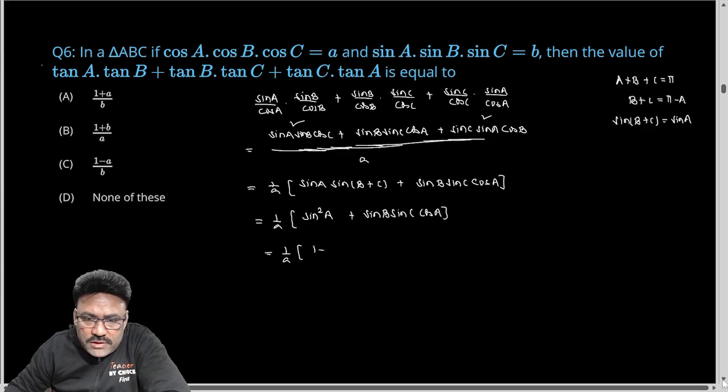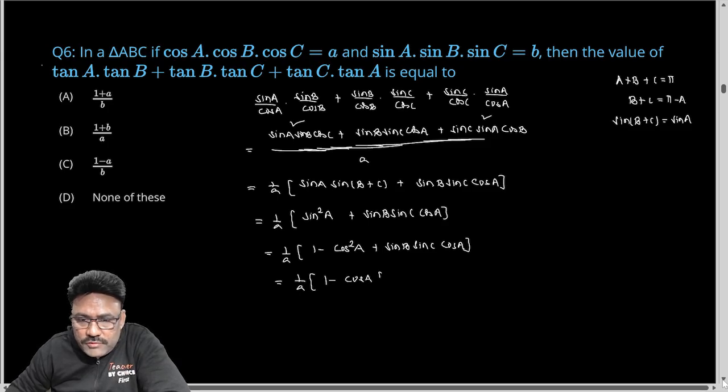This sine square A can be written as 1 minus cos square A plus sine B sine C cos A. Now it is 1 by A. 1 minus, take cos A common here from second and third. So when you take cos A common, it is cos A minus sine B sine C. Now it is 1 by A.